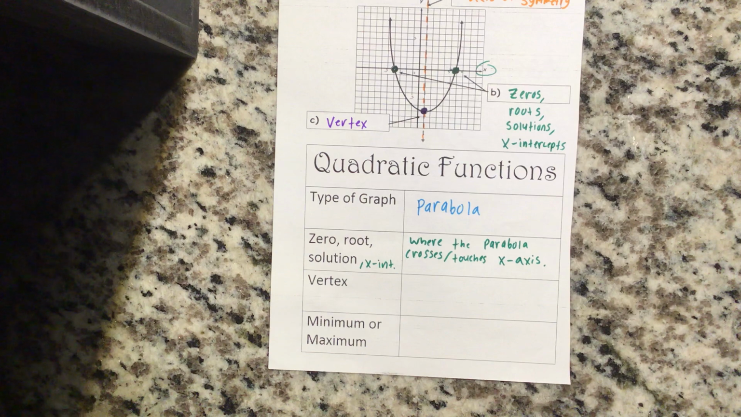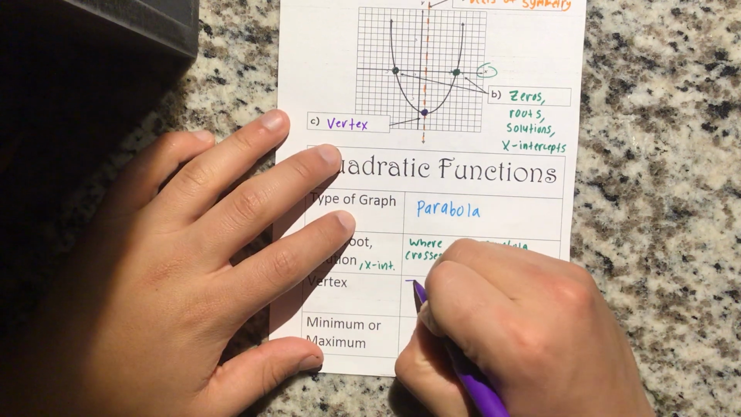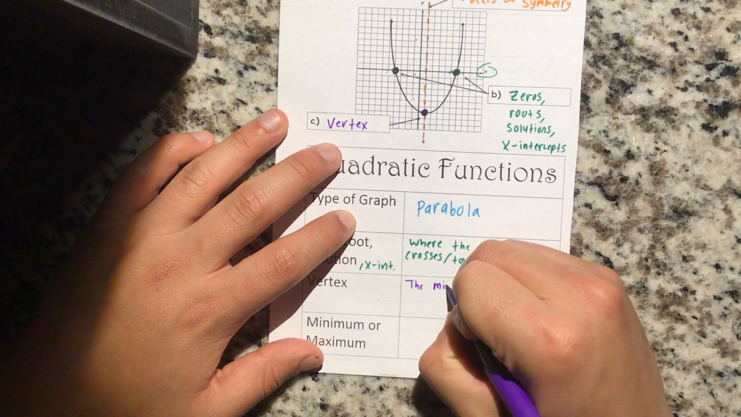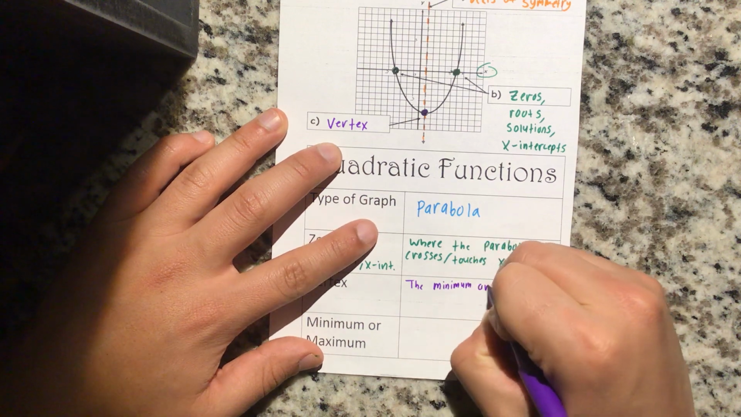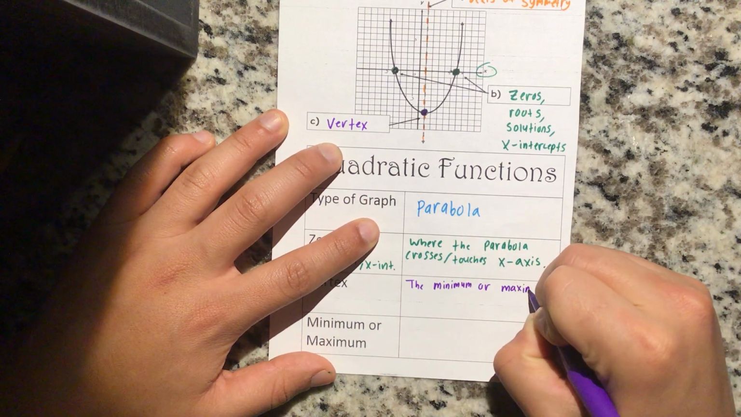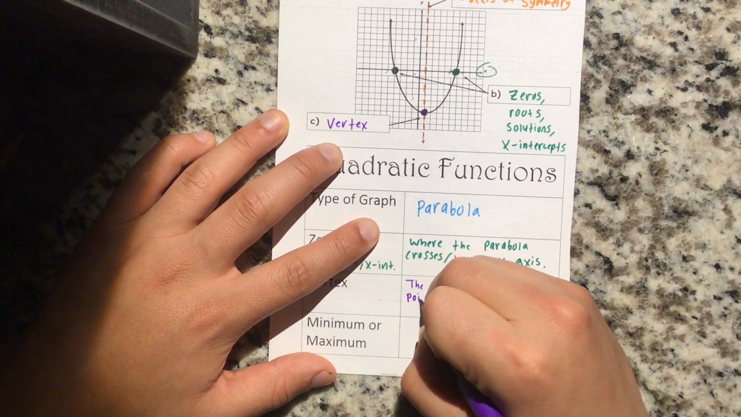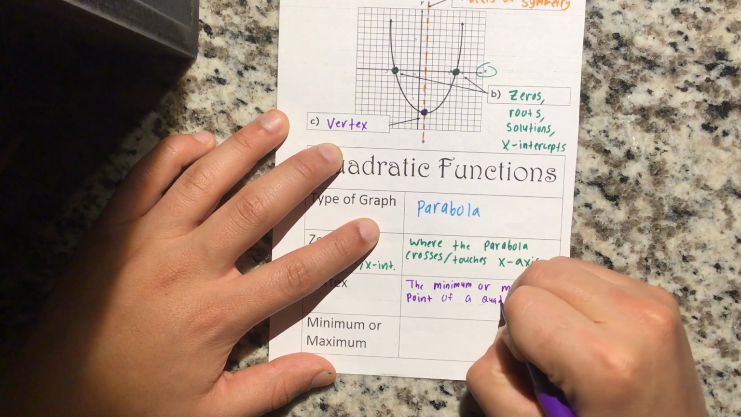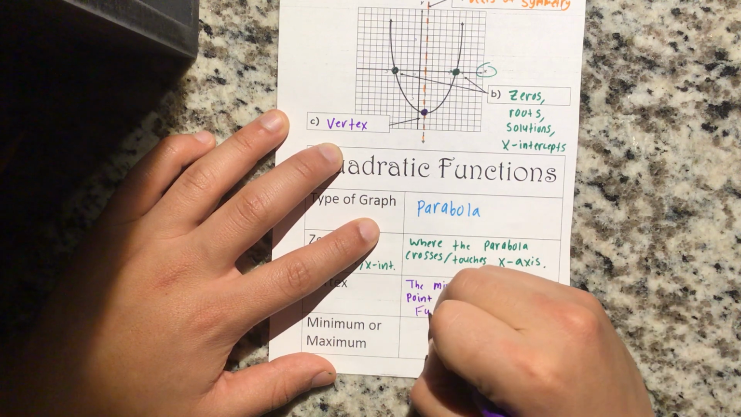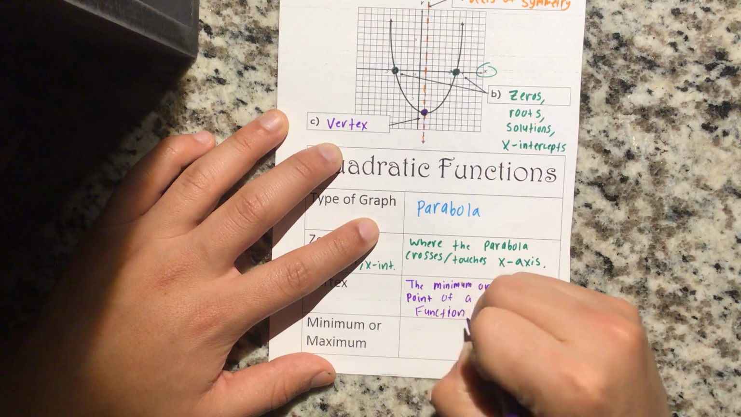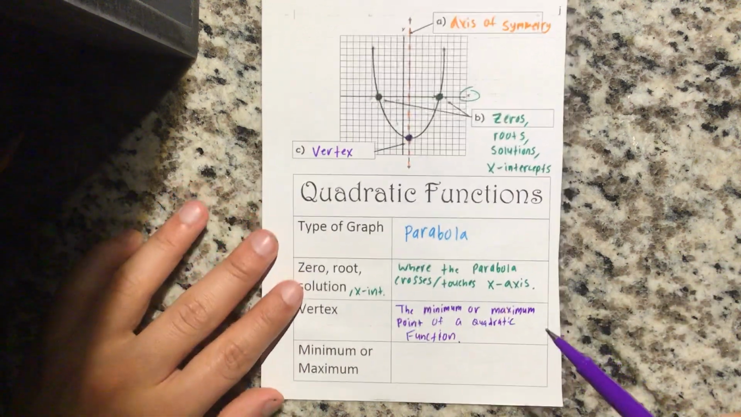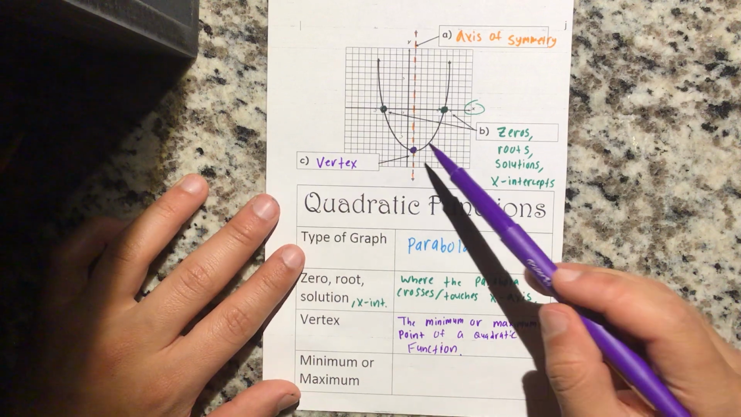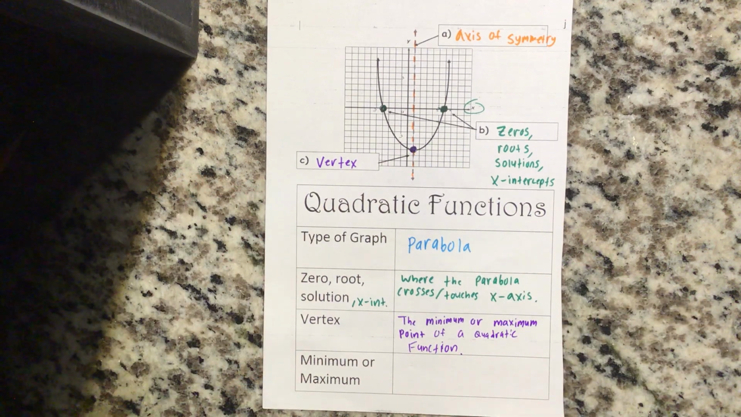The vertex, let me get my pen. So the vertex is the minimum or maximum point of a quadratic function. So like what I said earlier, right? It's the highest of high points on the graph or the lowest of low points, right? So in this case, it would be the lowest of low points, okay?